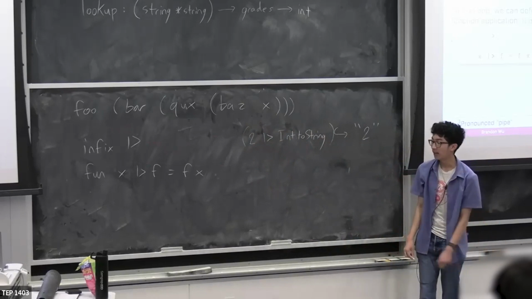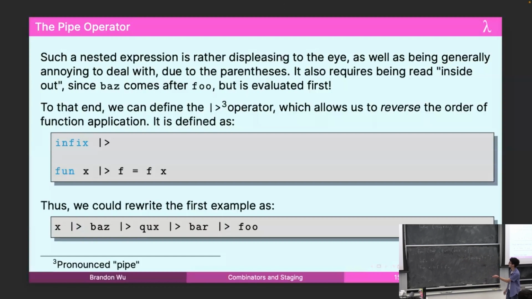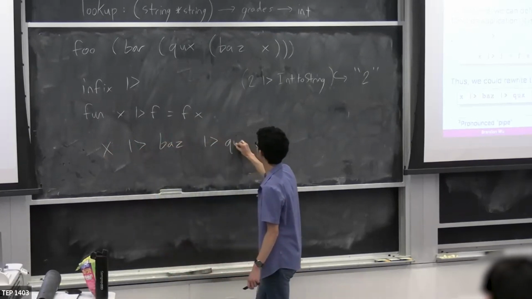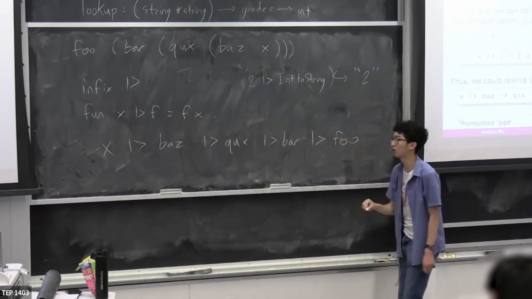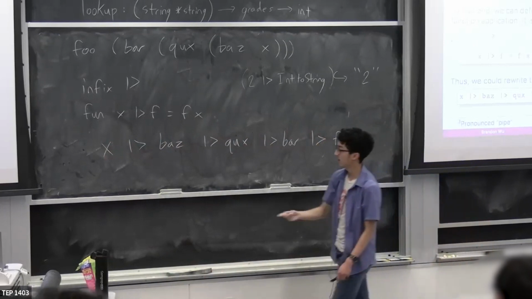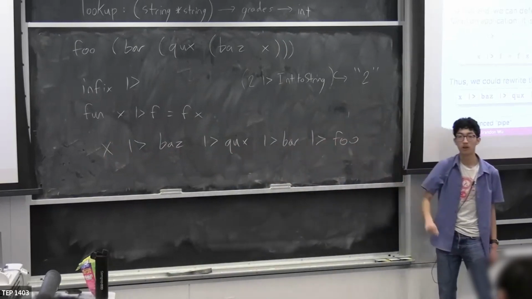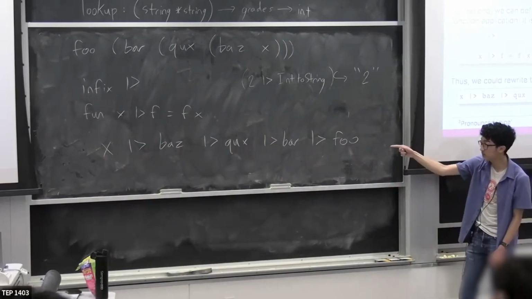I claim to you this is an extremely idiomatic functional programming thing. If nothing else you get out of today, this is the state of the art. This is what everyone does. Now I can write this: x pipe baz pipe quux pipe bar pipe foo. And now doesn't that read like English? Because I take x. What do I do to it? I do baz. Then I do quux. Then I do bar. Then I do foo. It's a left to right linear list.